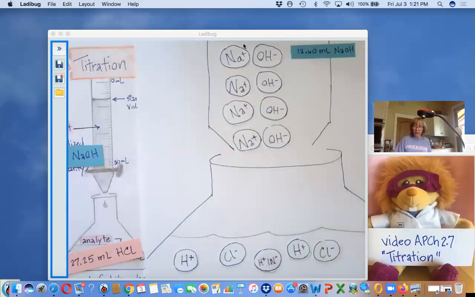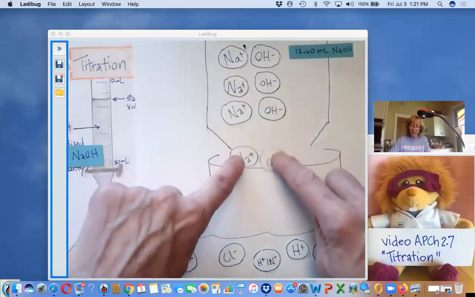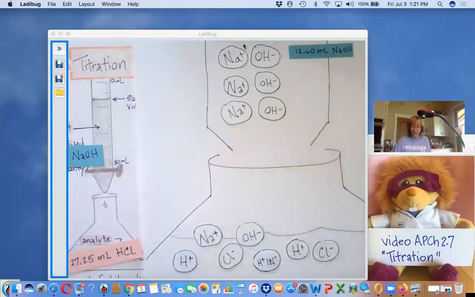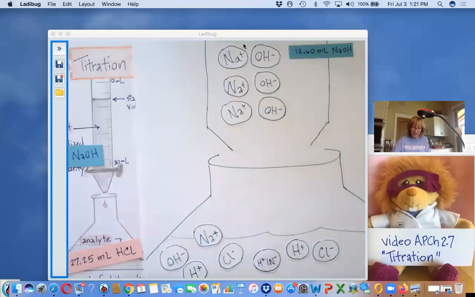Okay, now let's watch. I open up the valve on the burette and I drop in just the tiniest bit of sodium hydroxide. Well, guess what happens? Hydroxide bumps into hydrogen and they form the molecule water.